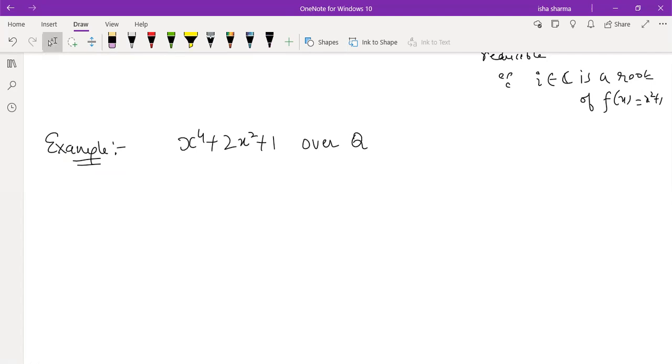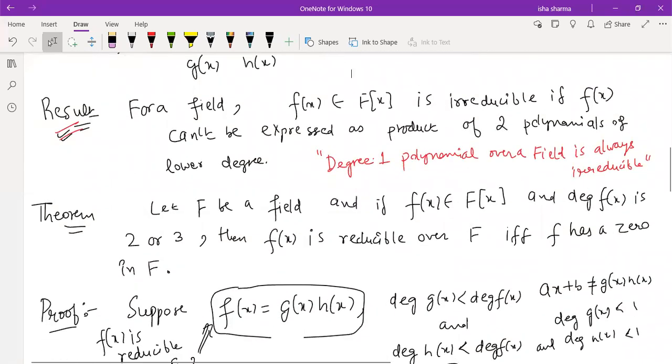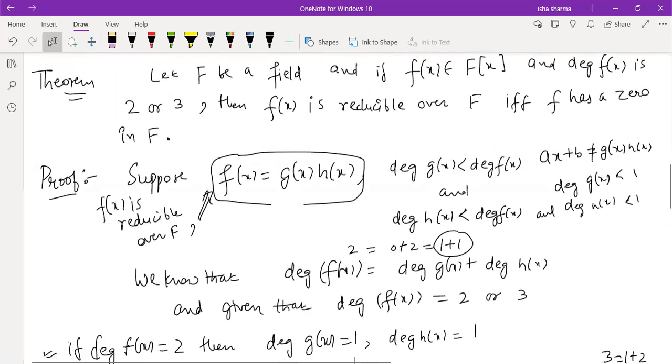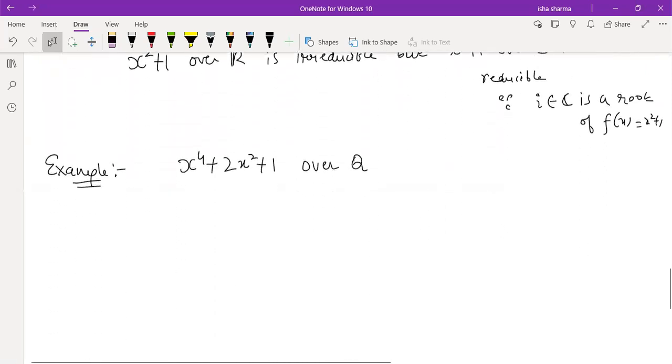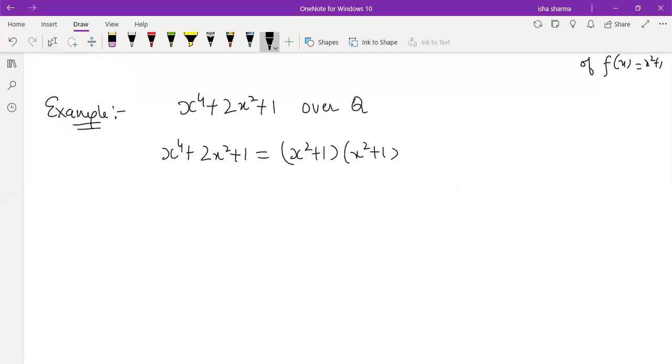The definition I told you, the result before this theorem, says that over a field it is irreducible if and only if it cannot be expressed as a product of lower degree polynomials. That is general, for all polynomials. So use this. If you are able to find two lower degree polynomials such that this can be written, then it will be reducible, otherwise irreducible. So can you find some factors of it? Isn't it this?